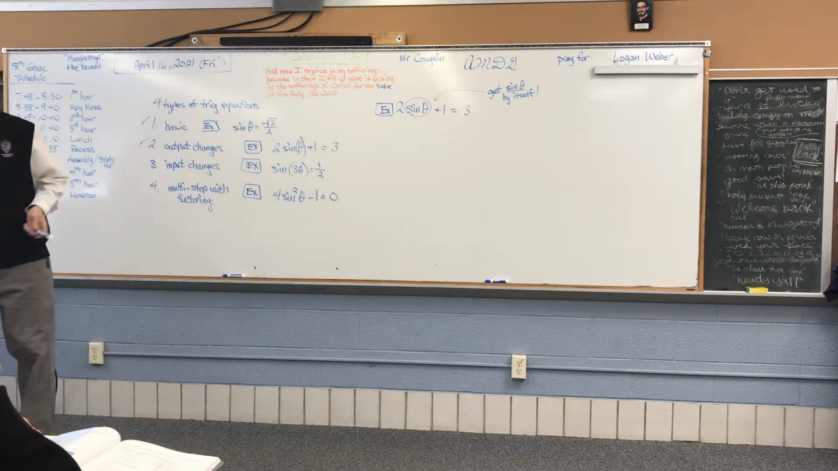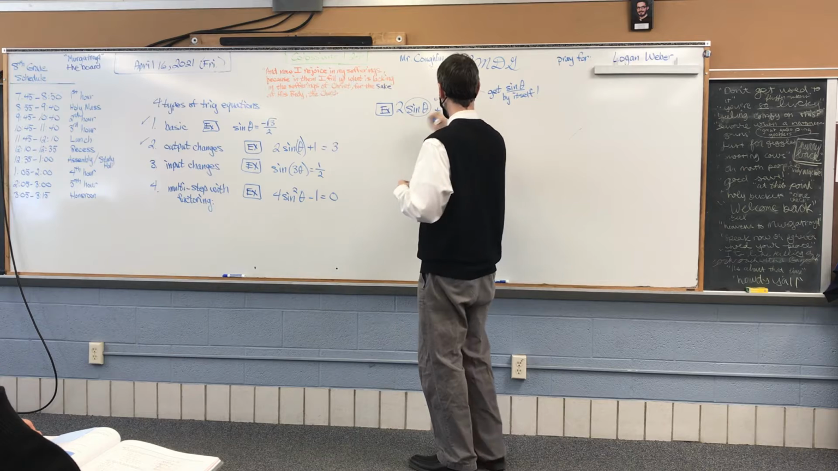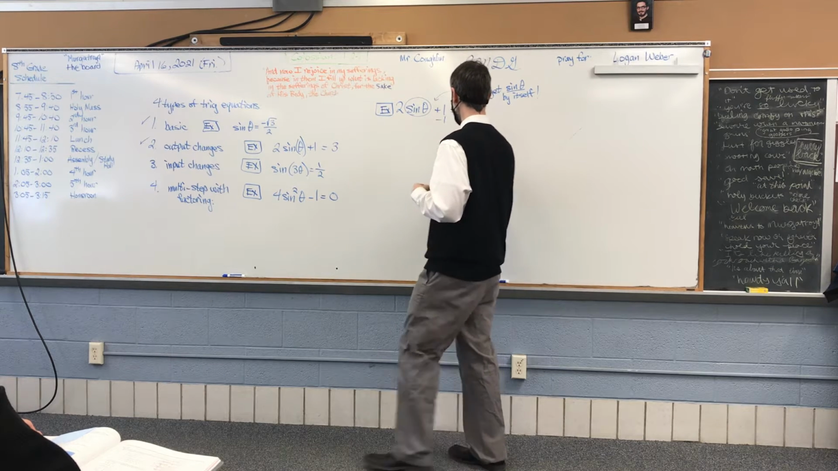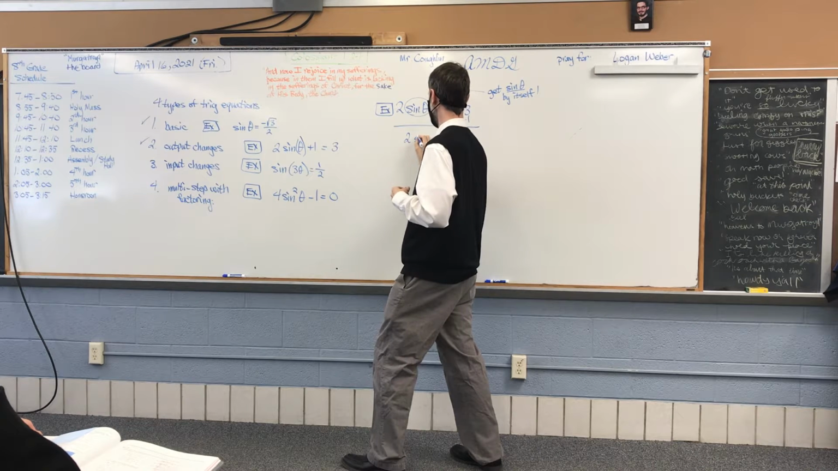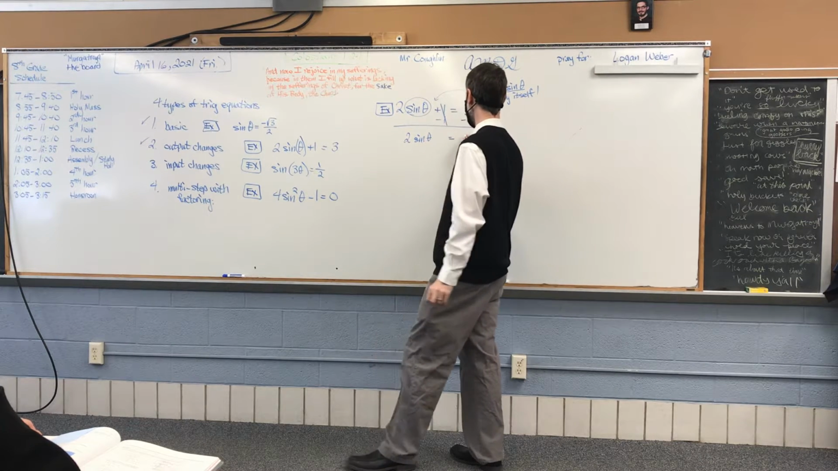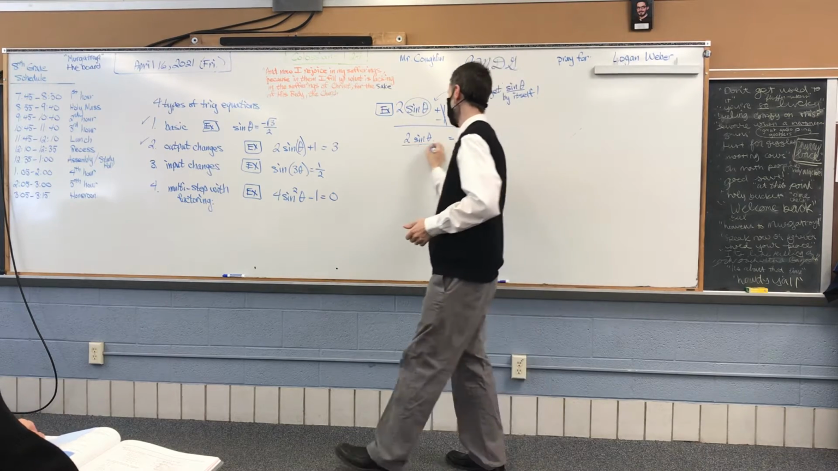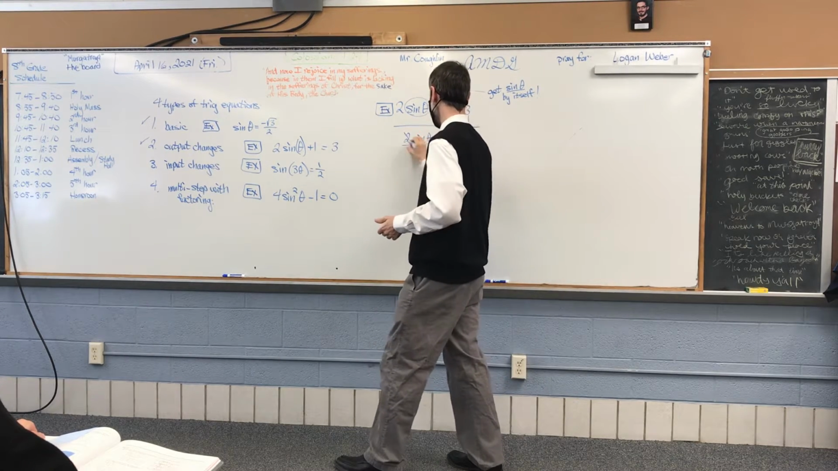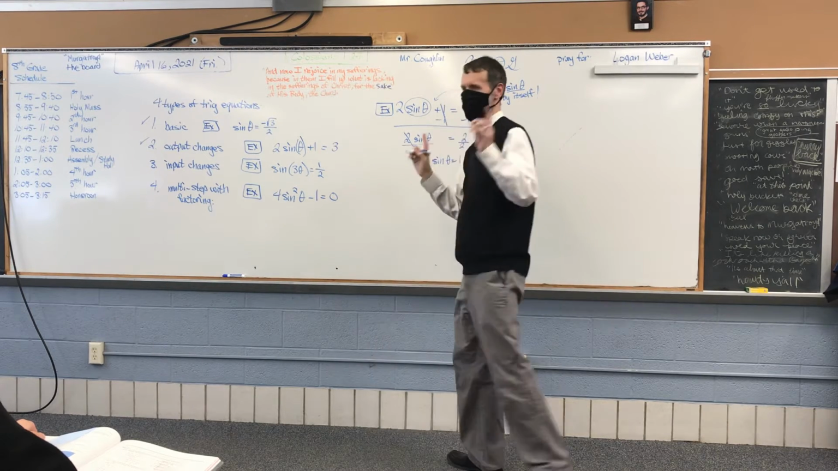Sophie, what would you do? Definitely, subtract 1 from both sides. What do you get so far? 2 sine of theta equals 2. What would you do next? Yeah, divide by 2 on both sides. What do you get? Sine of theta equals 1. Congratulations, you are done with part 1.